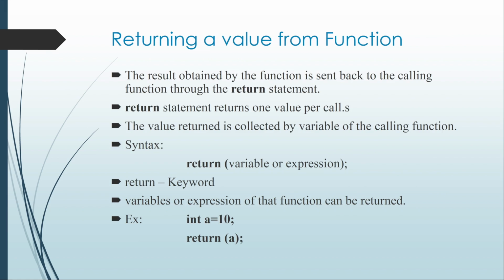So the next one is returning a value from a function. How do we return a value from a function? So far we discussed functions that perform some task and print the value directly. But here we are going to see a function which performs a task and returns the value to the function call. Wherever we are calling the function, to that place it is going to return the value. That is called returning a value from a function.